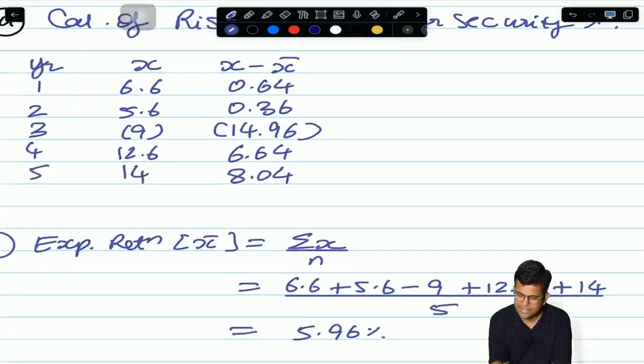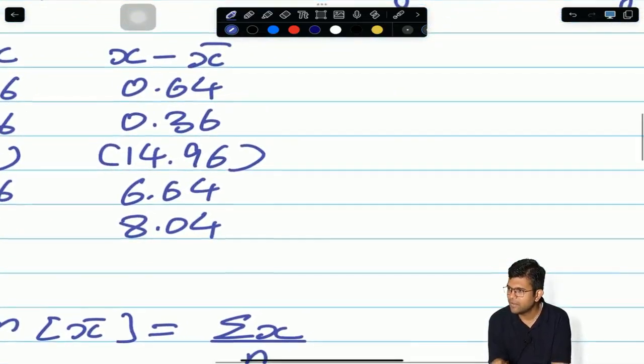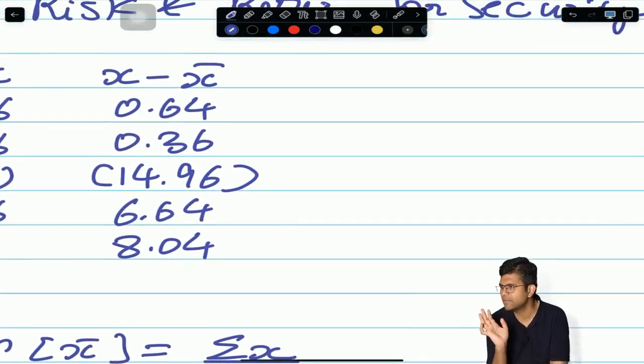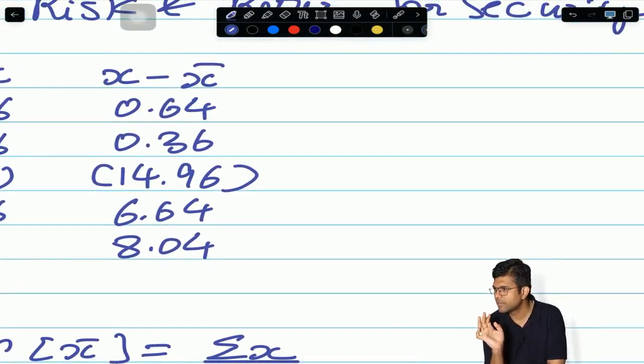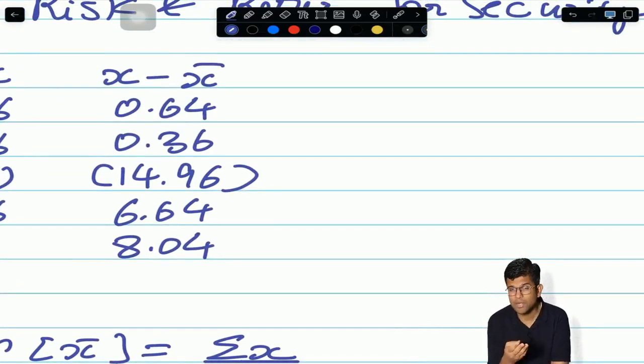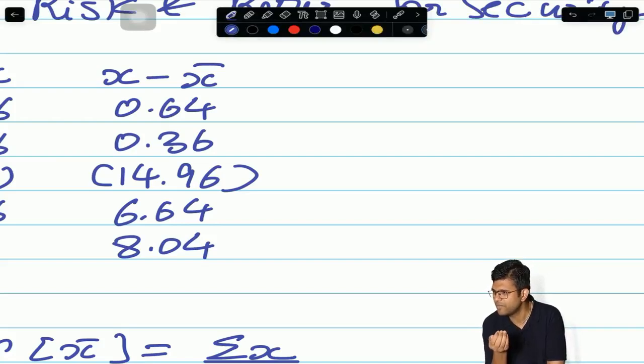Then can I say these numbers I have, that in the past it deviated by these numbers. I want to know in future it will deviate by how much. Can I say I should take an average of these numbers? Yes, I'll take an average of these numbers. So students, clear, everybody?